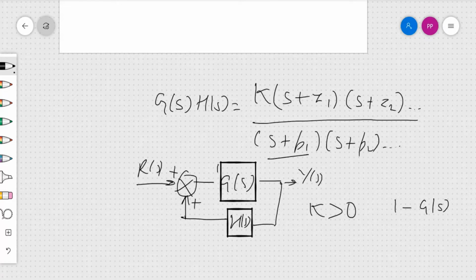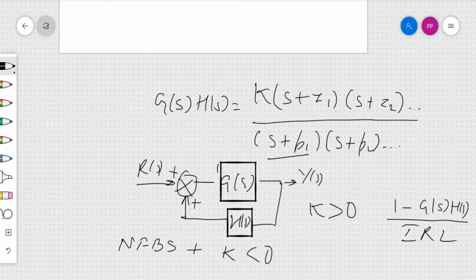So in this case we have the characteristic equation of the form 1 minus G(s) H(s). Here we use inverse root locus or complementary root locus. Similarly, in the case when it is a negative feedback system and K less than 0 and the open loop transfer function is of this form, then we go for the complementary root locus technique. With this idea, the two video lectures will help you understand the complete technique. Other fundamentals are the same as in the direct root locus technique.